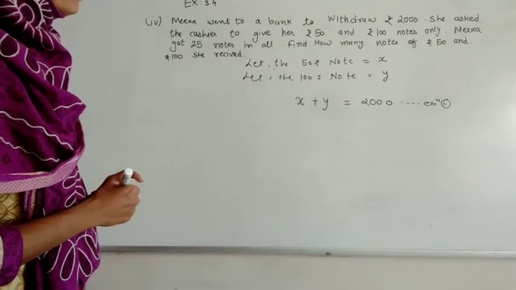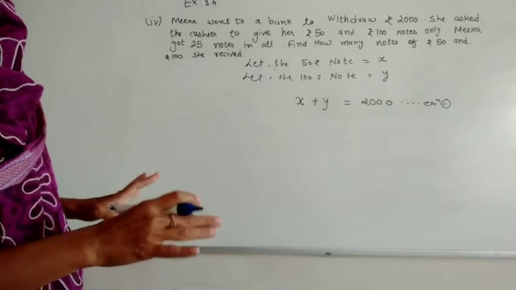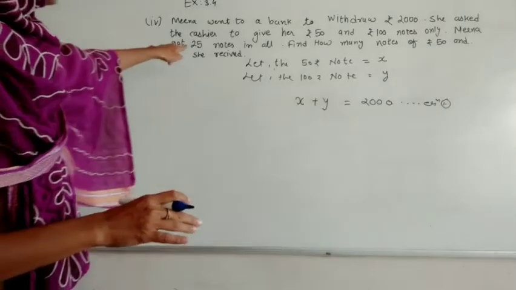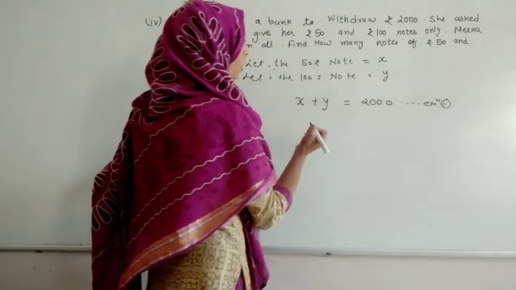यानी उसे 25 नोट्स मिलके इकट्ठा होके मिले हैं, यानी टोटल नोट्स आए हैं जो है 25. Now how we will form this equation.